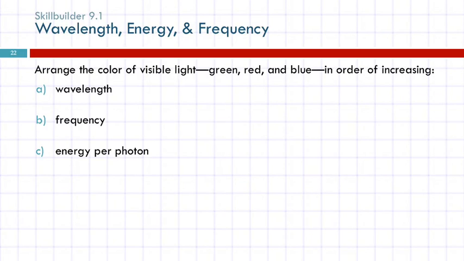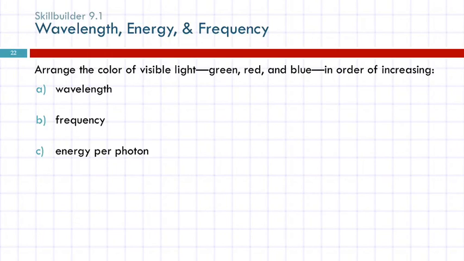So then we may need to do things like this. Arrange the color of visible light, green, red, and blue, in order of increasing wavelength, frequency, and energy per photon. So how do you do this without looking at the spectrum?